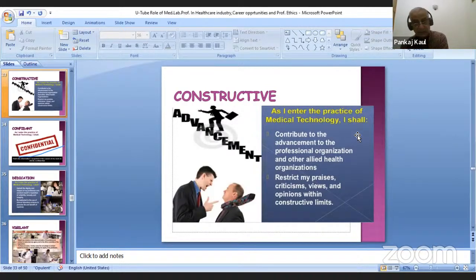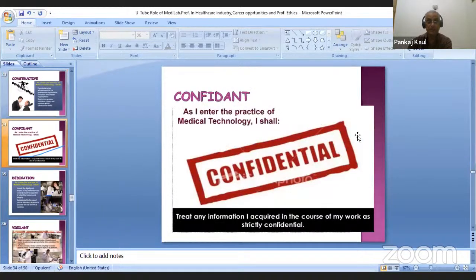We must restrict the criticism. It should be a positive criticism. Only then can we advance in our profession. We should be confident. We are not to leak the secret of a patient as far as our lab investigations and results are concerned. We must be very confidential for the patients.